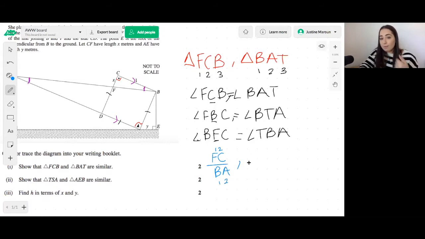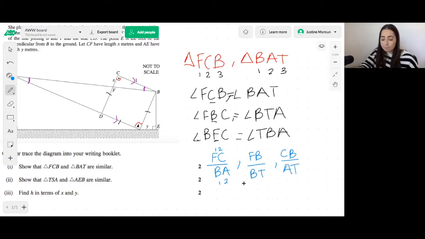So next let's do 1, 3, right? So 1, 3 would be FB over 1, 3 in the second, which would be BT. And finally 2, 3. So CB over AT.